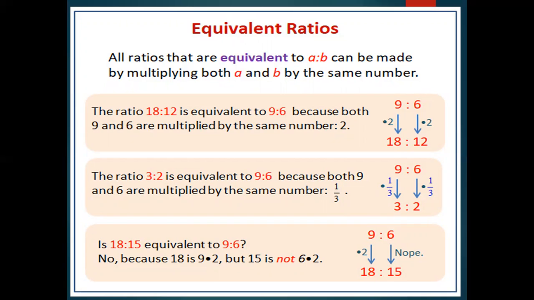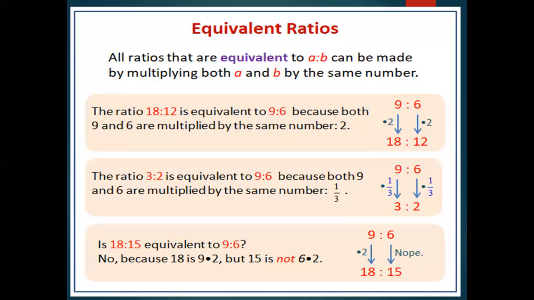As you can see, here we have the ratio of 18:12. Look at here. This 18:12 is equal to 9:6. How? 9:6 means both the quantities of this ratio are multiplied by the same number, that is 2, and it will become 18 and 12. We will say these two ratios are equivalent to each other, right?